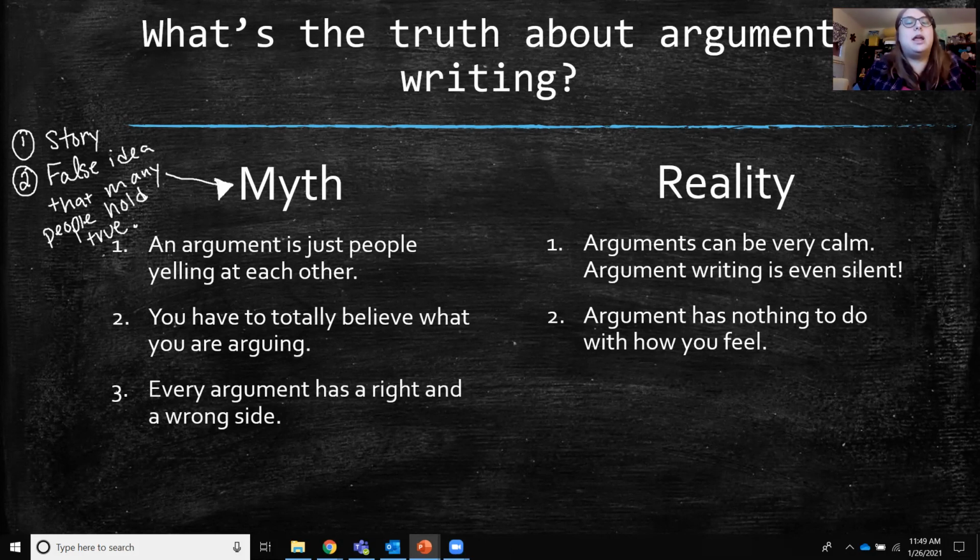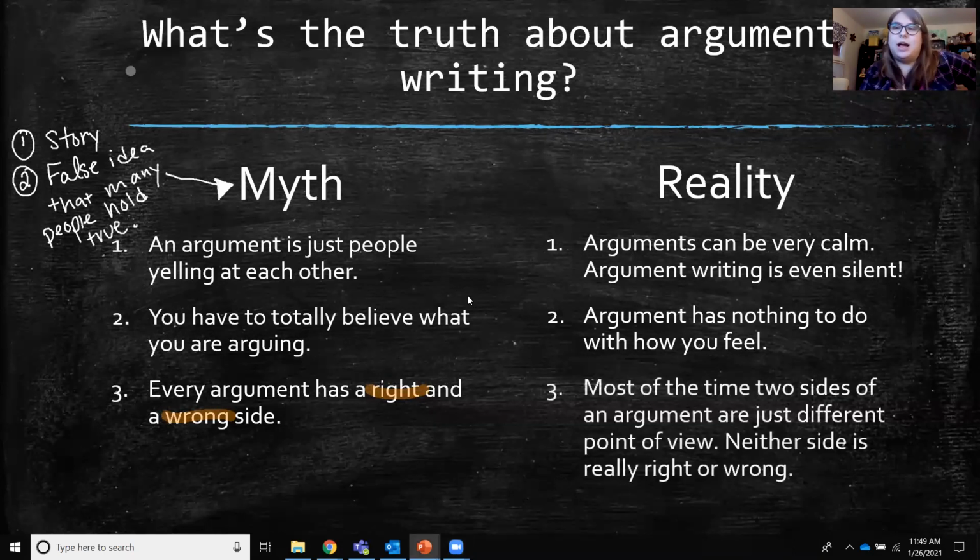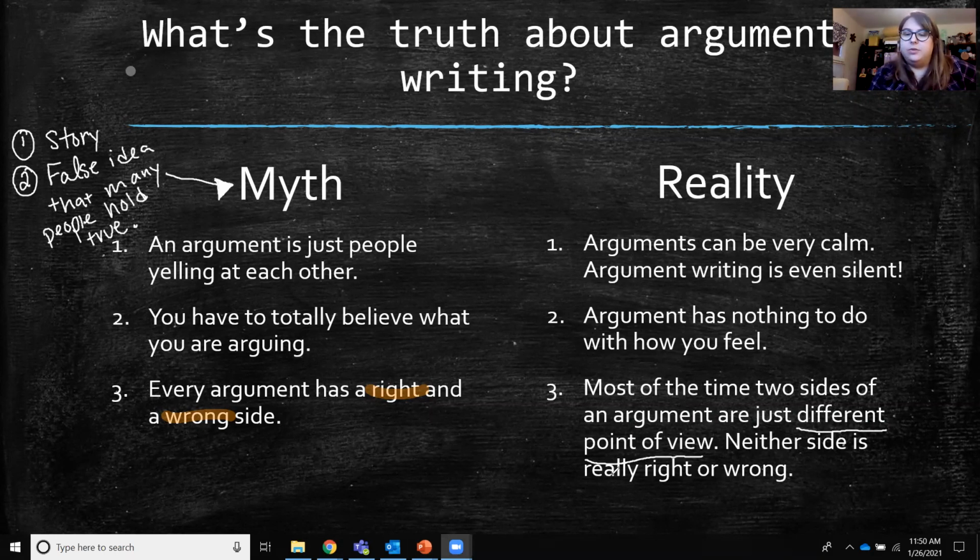And the last myth is that every argument has a right and a wrong side. My problem with this statement is actually just the idea of right and wrong. When we talk about right and wrong, it makes it sound like one is correct and one is incorrect. And that's not really exactly what we want to get at. What we want to remember instead is that most of the time you are just looking at two sides of the argument that are just different points of view. They're just different ways of looking at something. Neither side is really right nor wrong.